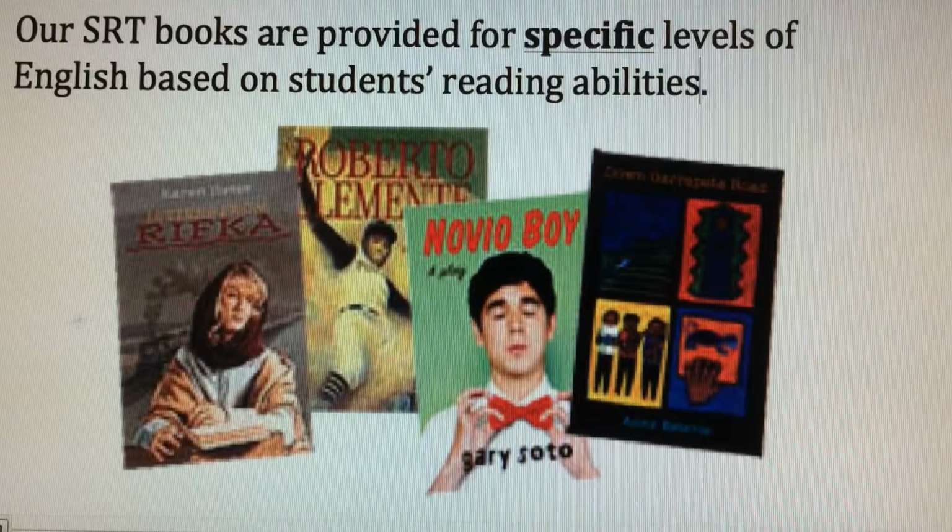So in English 2, we have a certain number of SRT books for English 2 students, and we divide them according to levels, abilities. And then when you get to level 3 of English, they have a different set of SRT books, and in English 4, you have a different set. Okay? Things to look forward to.